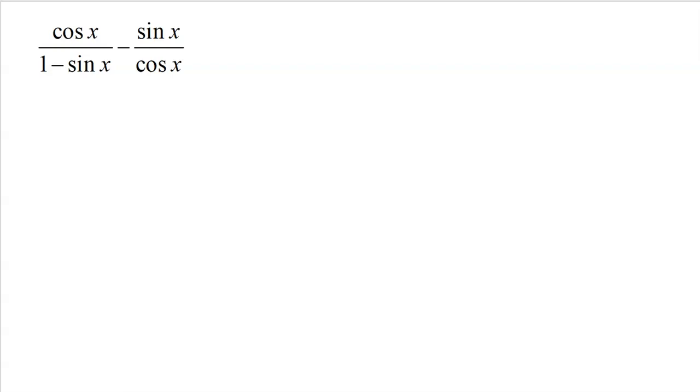Oh, the second strategy is change everything to sines and cosines. Oh, well, that's already done for me. Well, you know what? Sometimes you just have to do what the problem says. The problem says to subtract. So let's go and subtract.